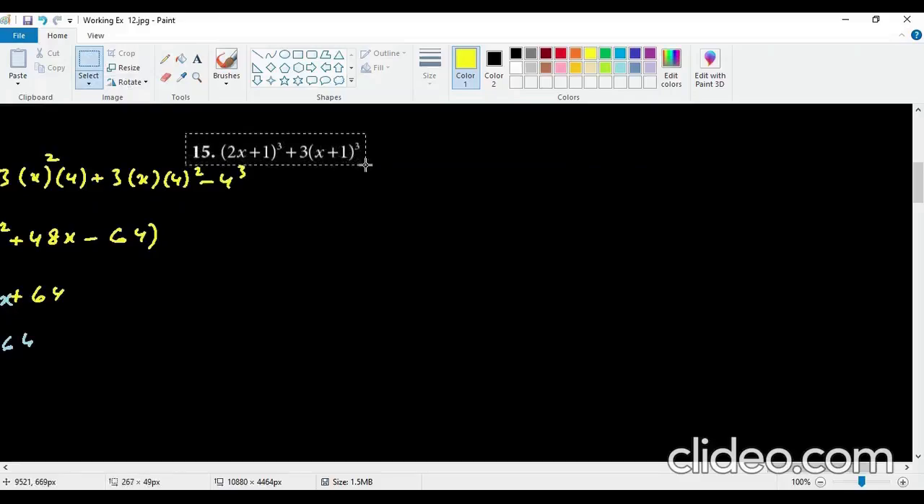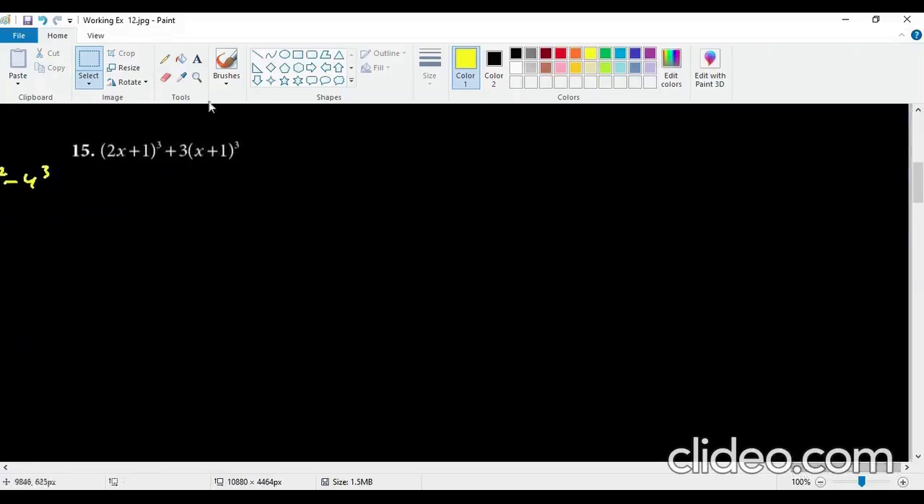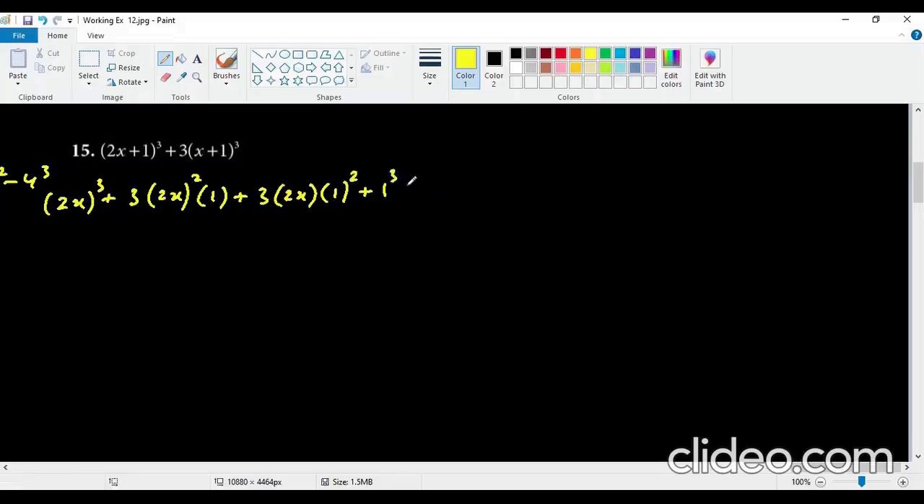I should take this one a little ahead over here, and now we can work on the first bracket. As you know, I will not be explaining much. In here, it is (2x) cube, plus 3a square b, plus 3ab square, plus b cube.